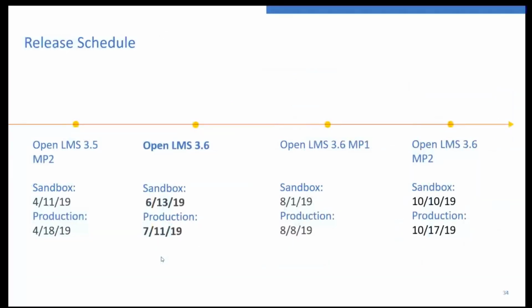In terms of schedule, we already applied OpenLMS Trilog 5 Maintenance Pack 2. OpenLMS Trilog 6 is coming June 13 for Sandbox. That will be next week. For production, it will happen on July 11. Maintenance Pack 1 will be in August, and Maintenance Pack 2 will be coming in October.